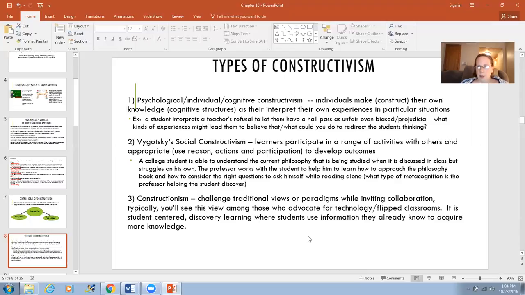So we have an interaction between the student and the professor who is working in the student's zone of proximal development. But here's another question to ask yourself. What type of metacognition is the professor helping the student discover?